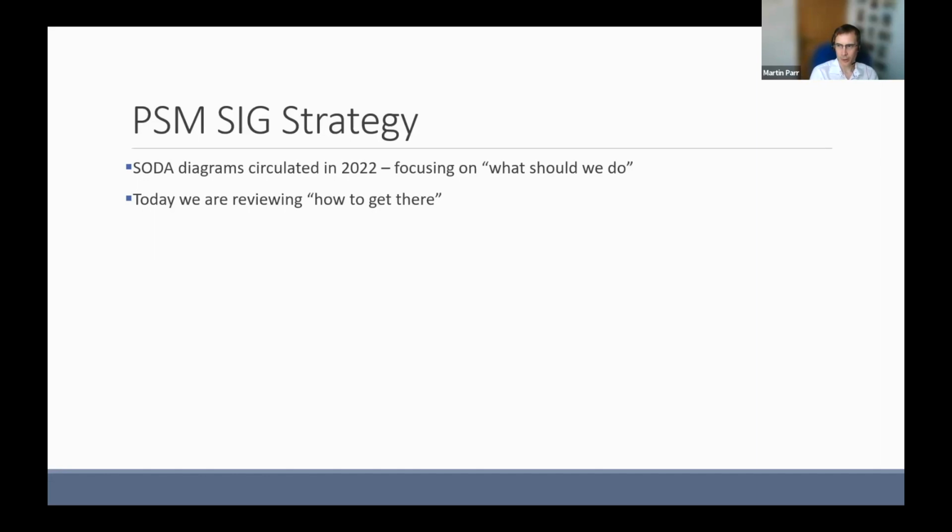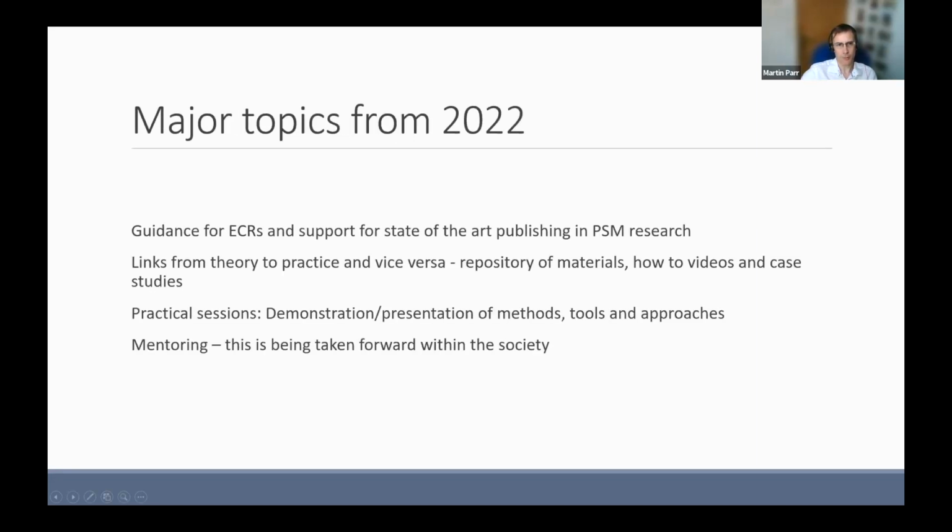So we've had that set of diagrams which was circulated last year, and today we're reviewing how to get there. Thinking about what we do, the key themes that came out from the 2022 piece were around guidance for early career researchers and support for state-of-the-art publishing in PSM research. So how can we help and enable that to take place? Links from theory to practice and vice versa.